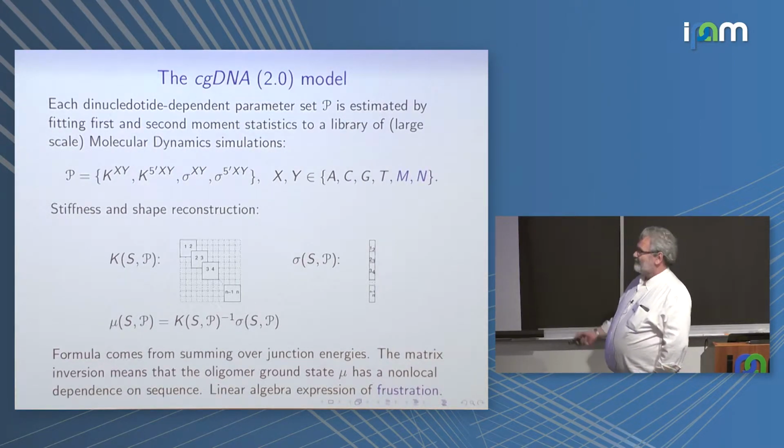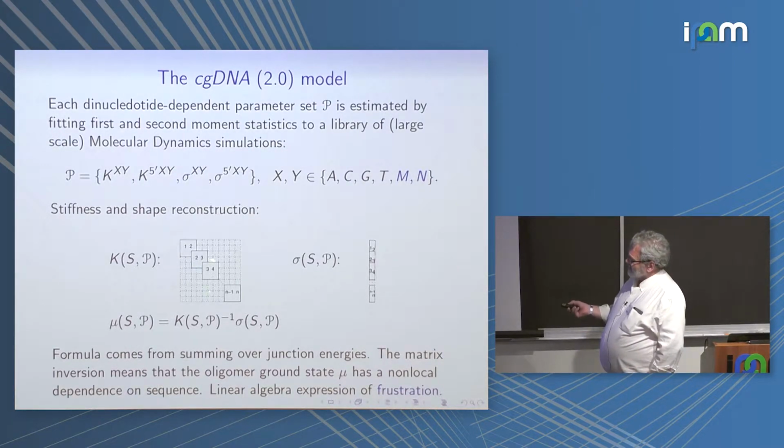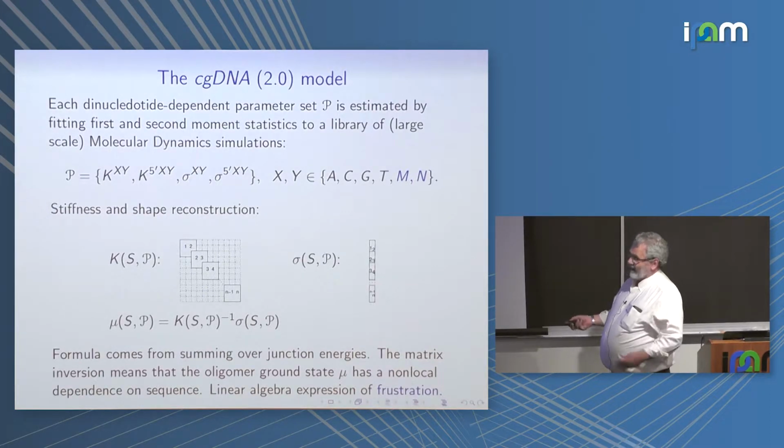So what's the rule? The rule is that you have all these little 18 by 18 blocks, and you add them up. And the point is they overlap, because for example, this is the 2,3 junction.